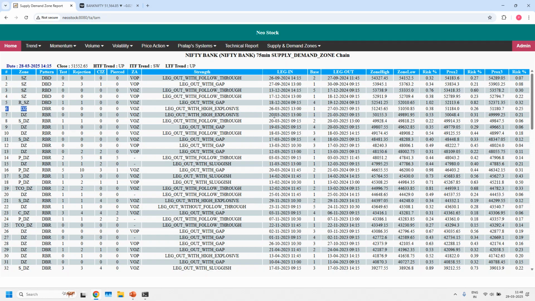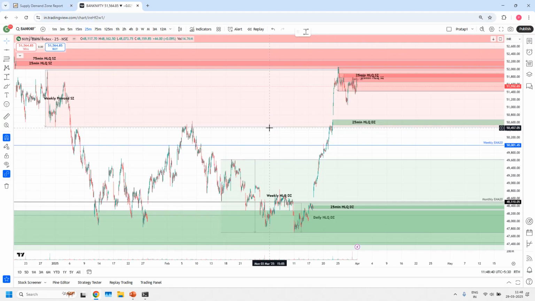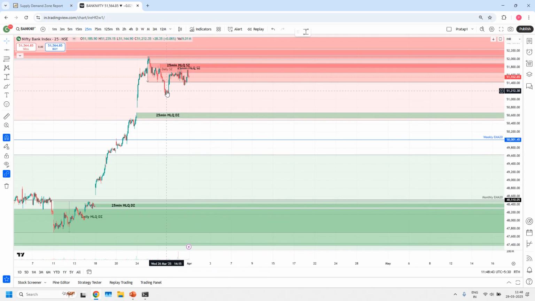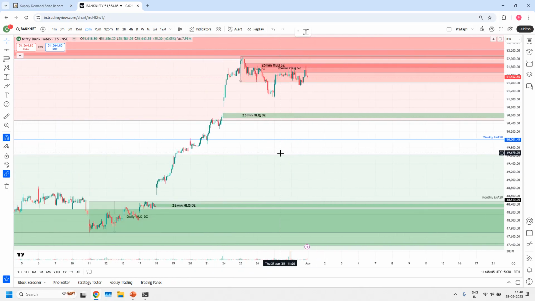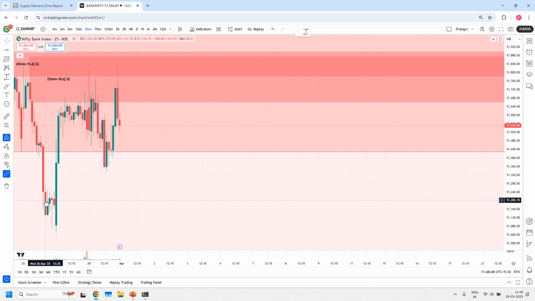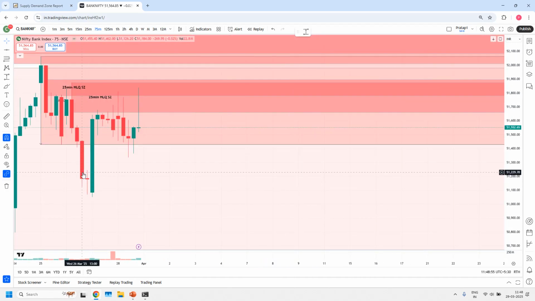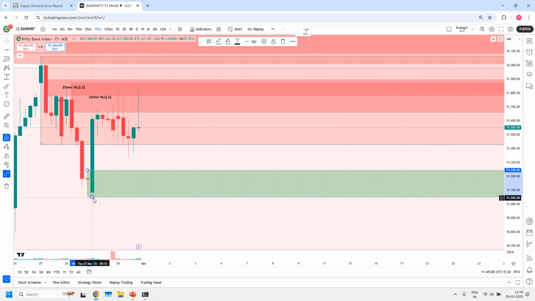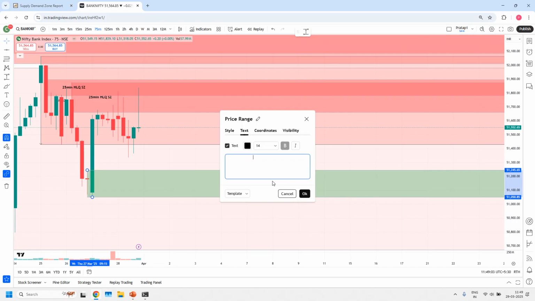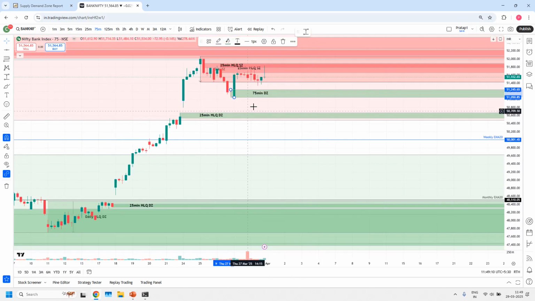On the 75 minutes time frame, we have drawn supply zones, but we did not draw demand zones. On the 6th, we have a demand zone, 26.3, 13 hours. So somewhere here. Let me change the time frame to 75. This is the one. So this is a 75 minutes demand zone. This is not a high liquidity zone, it is a normal demand zone.